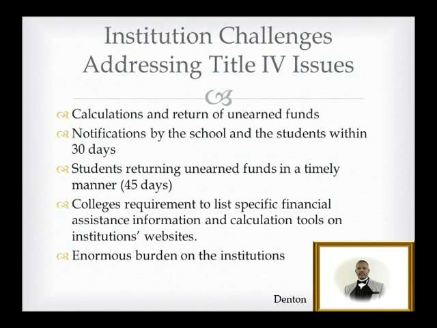Another significant challenge is, according to Title IV, institutions are required to list specific financial assistance information and calculation tools on the institution's website to assist students. The development and the maintenance of these sites are completed without compensation to the institution. These processes alone require additional manpower and are time-consuming. Additionally, to keep accurate records of the process, a tracking system is required. All of these processes place an enormous burden on institutions financially. As a result, most colleges feel this new requirement is unfair and unnecessary. Patrice will discuss some of the decisions of the college.